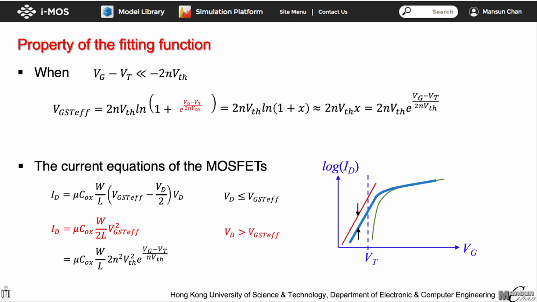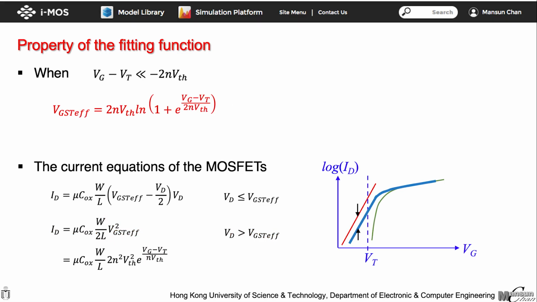Some might propose to change the expression of VGST effective. However, this is also difficult because any small changes to the expression can cause incomplete cancellation of the constants. That will affect the convergence of VGST effective to Vg minus Vt for large Vg. This in turn affects the accuracy of the on-region model.